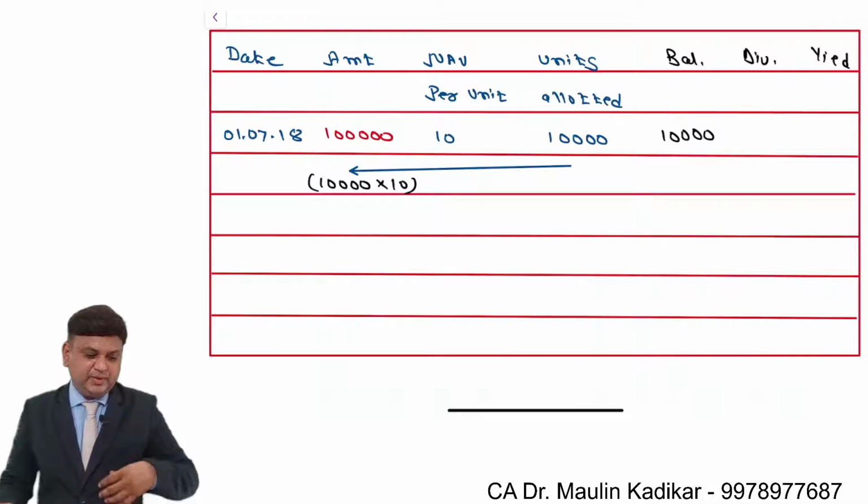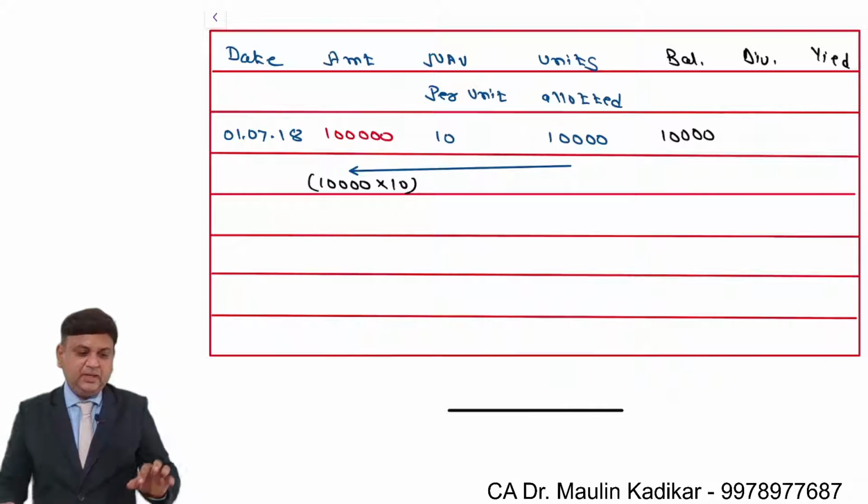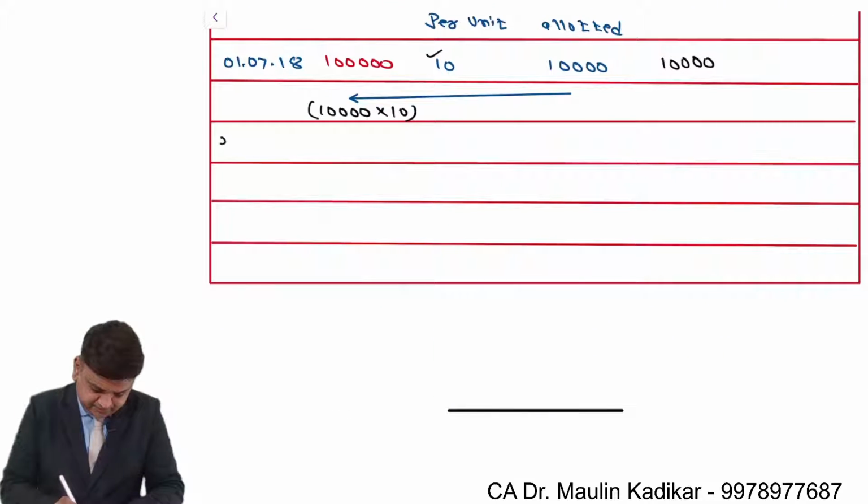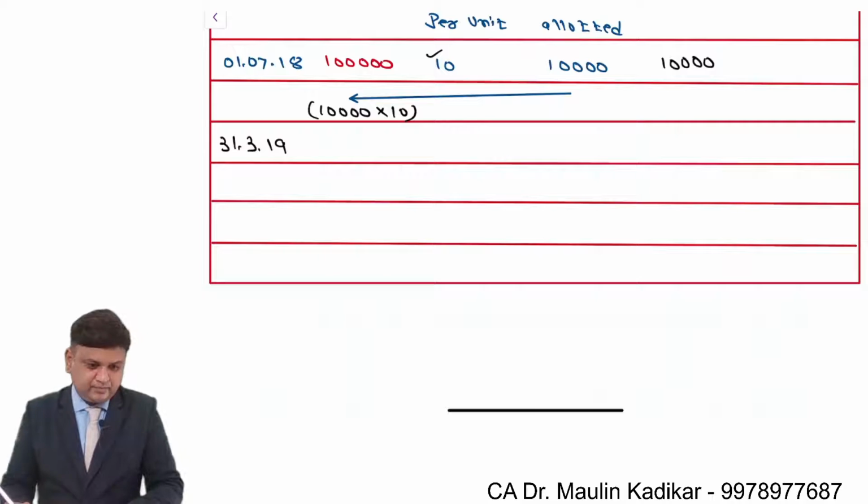Friends, over here the question is providing the information that during the initial offer of some mutual fund, Mr. X invested in 10,000 units having face value of rupees 10 for each unit. The question is silent about the rate at which the investment is made. So we are making an assumption it must be 10 rupees per unit. The question is providing the information that on 31st of March 2019, dividend declared by the mutual fund was 10%.